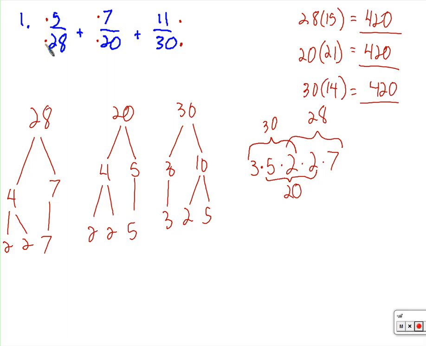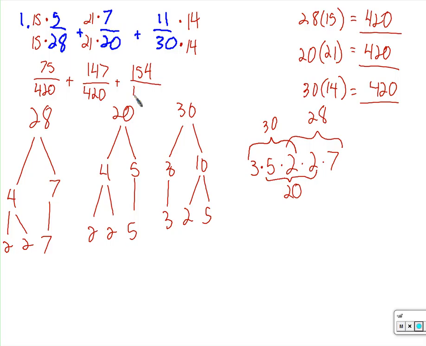So 28 times 15, we have to multiply 5 times 15. 28 times 21, 21. 30 times 14, 11 times 14. So 5 times 15, 75, over 420 plus 21 times 7, 147, over 420 plus 4 over 20 equals, we add those all up?